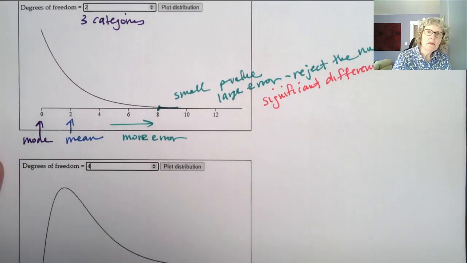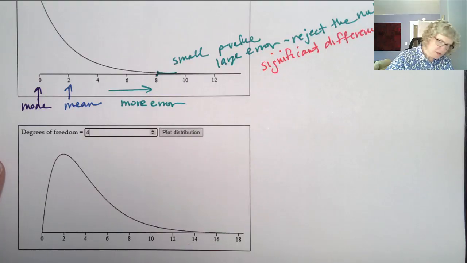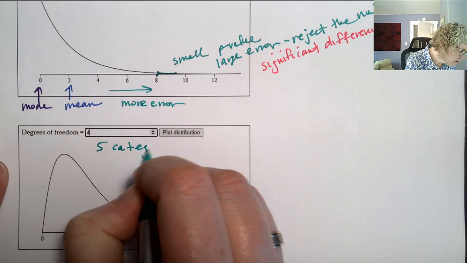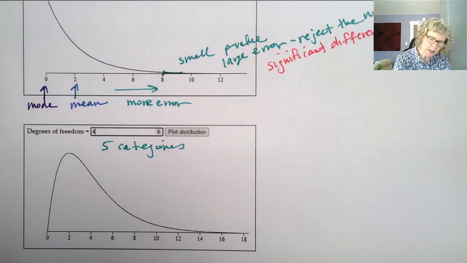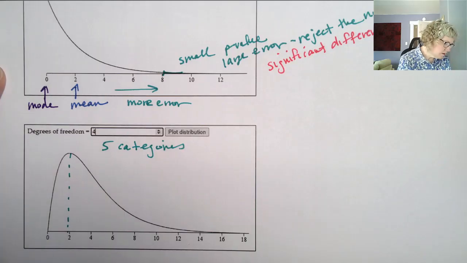Let's look at the next graph. So if we have degrees of freedom 4, that means we have 5 categories, and that is the one we were looking at. And you might notice that looks similar to what we originally saw in StatKey with the simulation. Okay, so the mode is 2 less, so that checks out. The peak is at 2, that's the mode. The mean should be at 4.